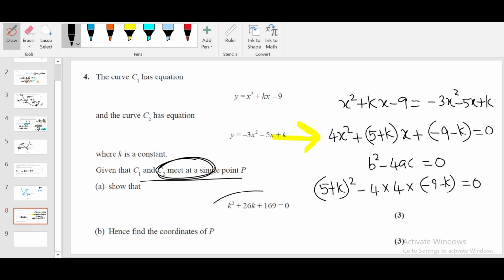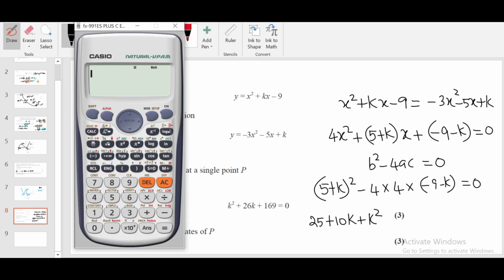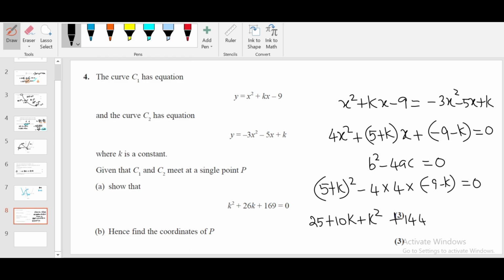Open the bracket, expand it, and you will get this answer. So it's going to be 25 plus 10k plus k square, minus 4 times minus 4 is minus 16, negative 16 times negative 9, you'll get 144, plus 144 plus 16k. Simplify the like terms, you will get 26k, and then add these two. That's all. Part B says, hence find the coordinates of the point P.